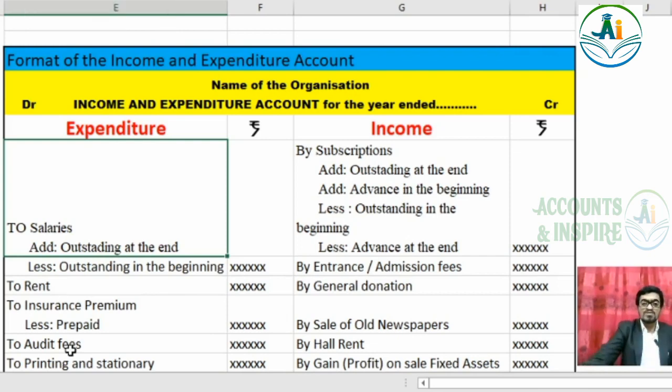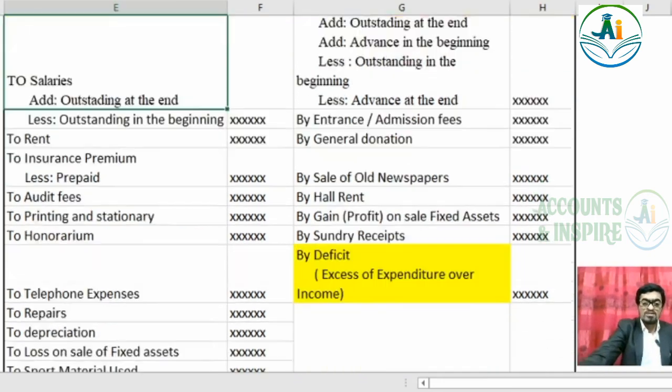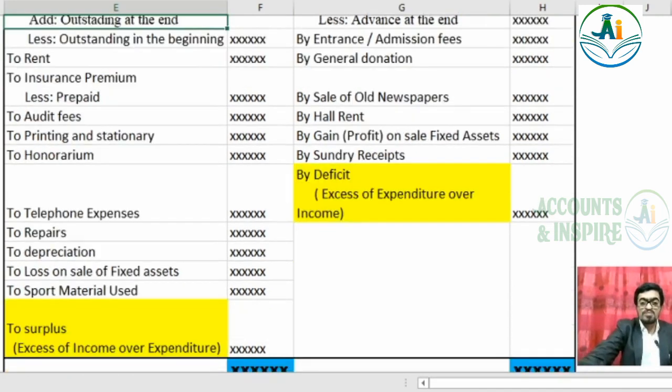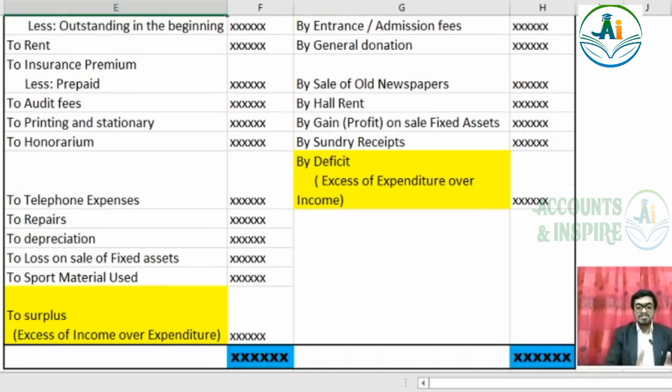Then audit fees, printing and stationery, honorarium, telephone expenses, repairs, depreciation, loss on sale of fixed asset, sports material used. These are all normal expenditure. Here, sports material used, material consumed, is a separate topic which we will discuss.